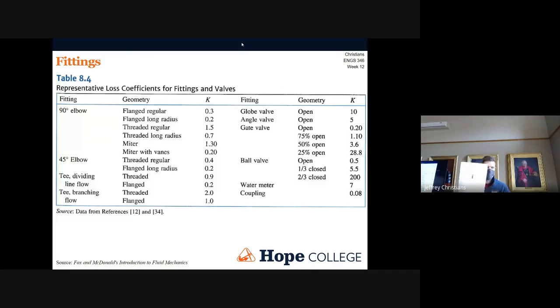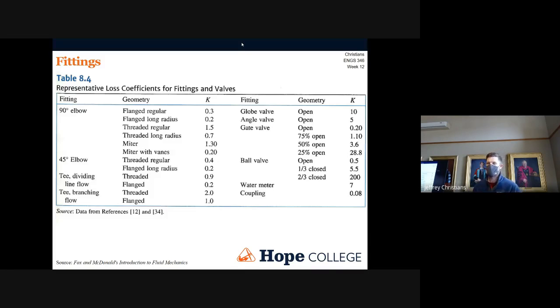So if you have in class number 8, get that out. The goal of today's class is to try to get a little bit better intuition in what is happening as far as head loss, specifically minor losses.